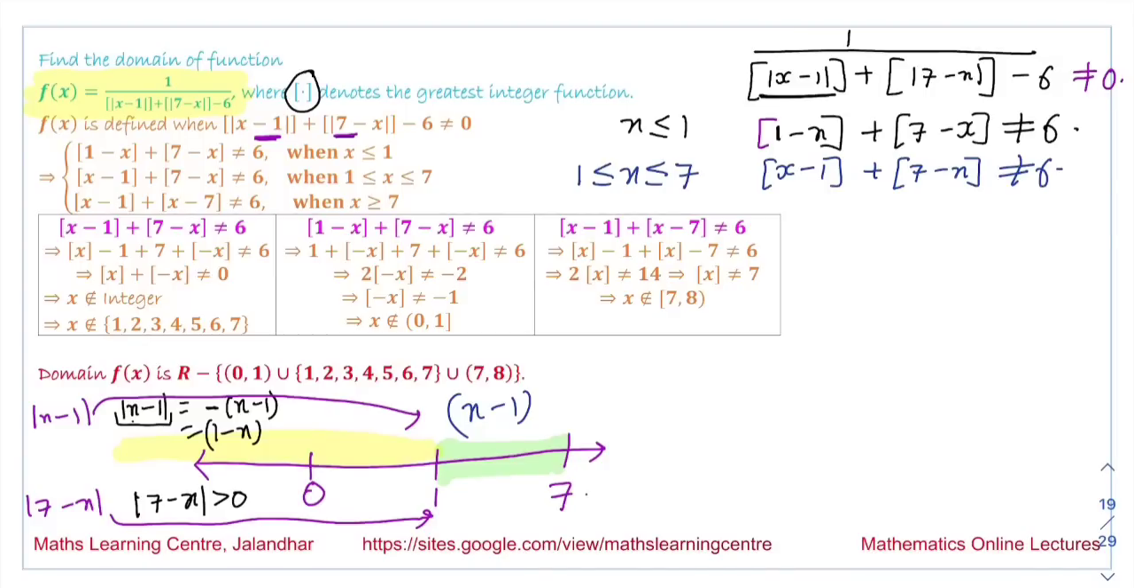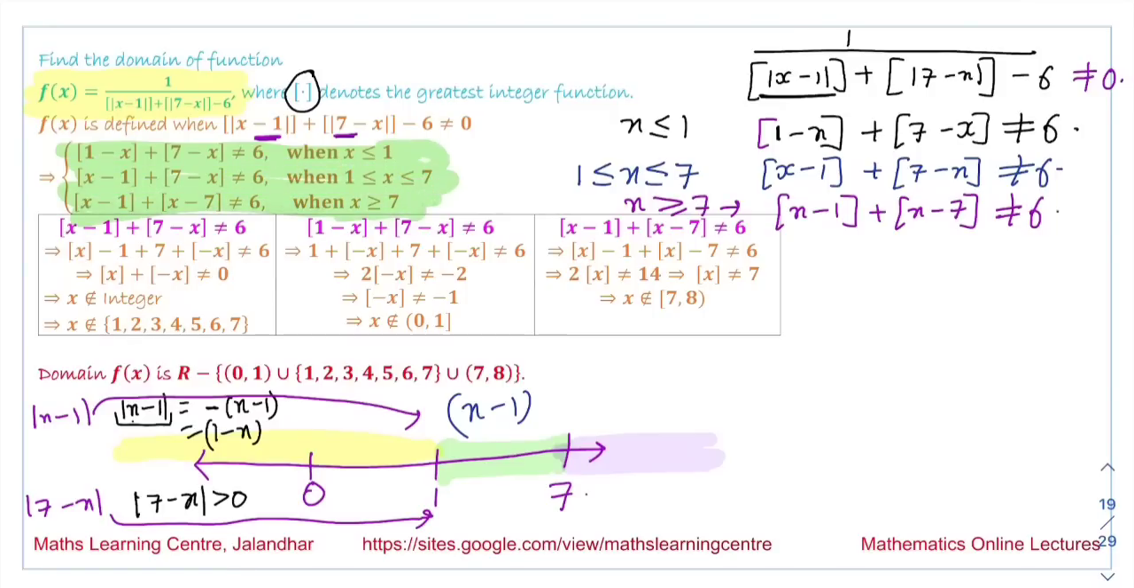And the third condition we have is when x is greater than or equal to 7. We are talking about these values over here. In this case the first value will be positive, so the answer we will obtain is x minus 1 plus x minus 7, and this should not be equal to 6. So these are the three cases we have because of this mod function. When we adjust this mod, we will get these three equations.